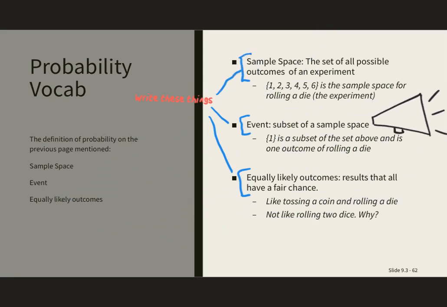Now, equally likely outcomes are results that all have a fair chance, like tossing a coin and rolling a die, but not like rolling 2 dice, as we figured out in the motivation slide. And we'll talk about that a little bit more. But that's all the vocab I have for you right now.